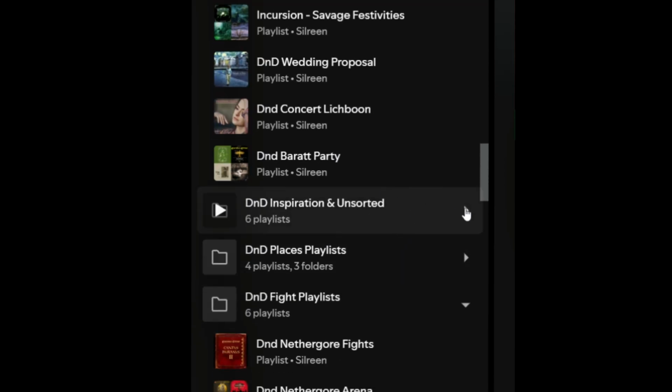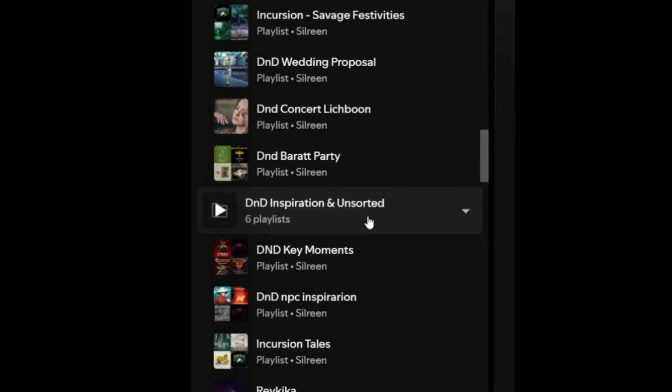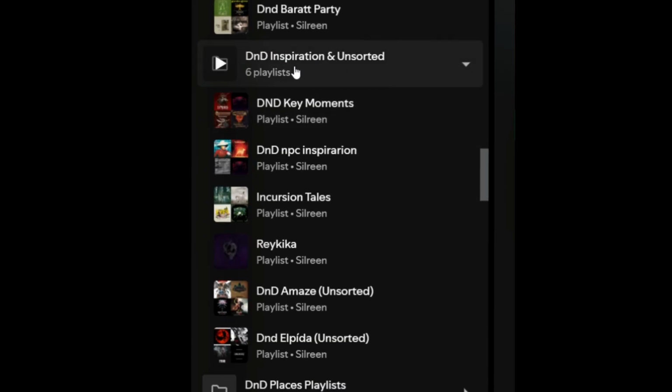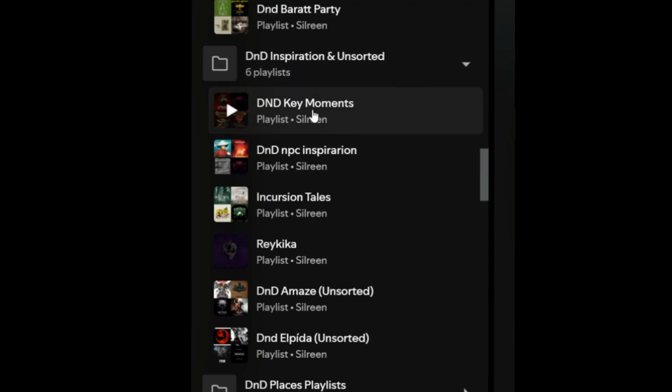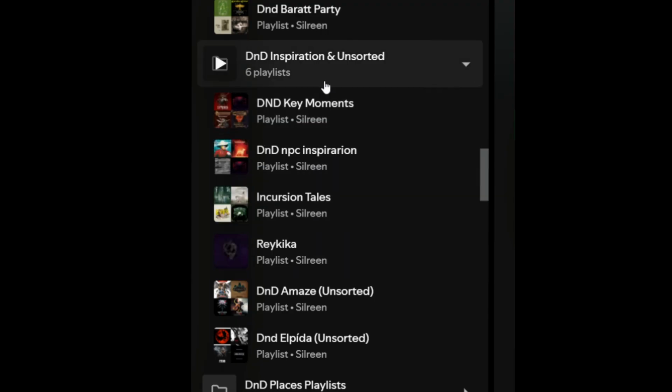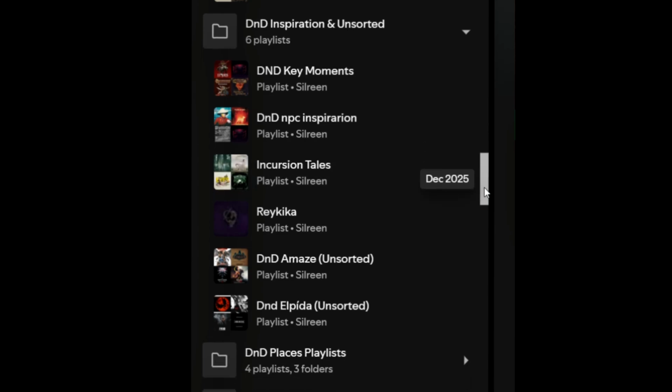Then my inspiration and unsorted playlists are where I dump a lot of stuff that I don't know where it should go. And as the name suggests, I have playlists that have two functions here. I have playlists for inspiration, which means they're not really meant to be played in session. They're just for me to get into the mood. And then I have unsorted playlists, which are the ones that have songs that still don't have a specific playlist.